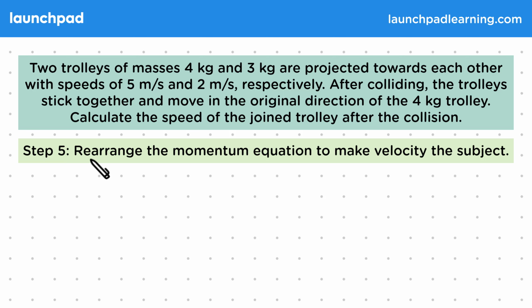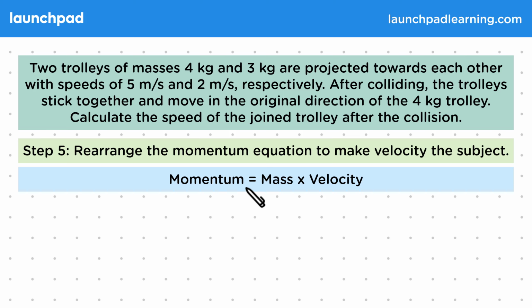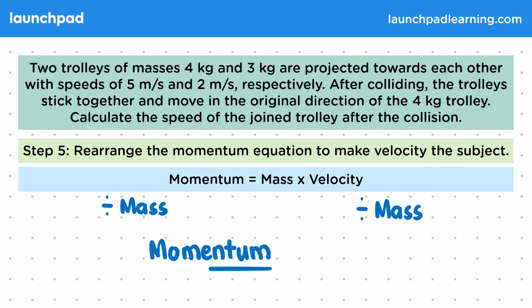So in step 5, rearrange the momentum equation to make velocity the subject. Remember, this is momentum equals mass times velocity. Speed is the scalar form of velocity, so if we calculate the velocity and it's positive, we can just give that value for our speed. To make velocity the subject, we should divide both sides of the equation by mass in order to get velocity on one side on its own. This gives us that momentum divided by mass is equal to velocity.